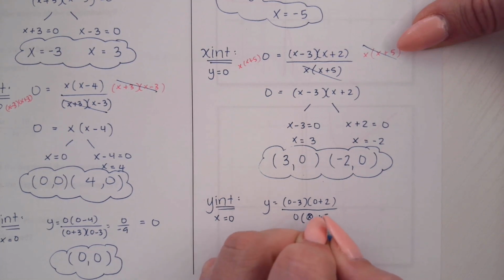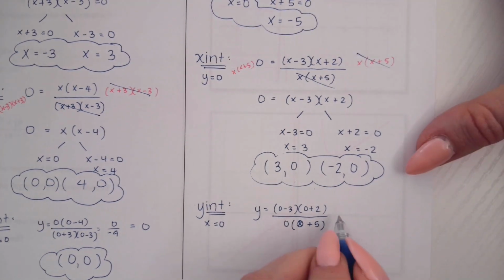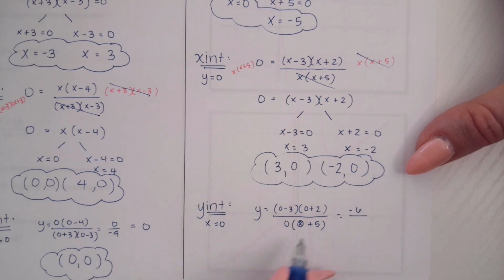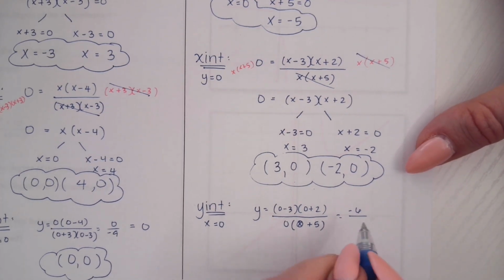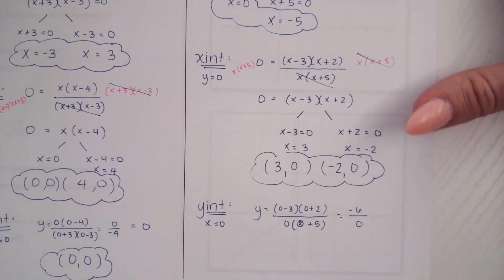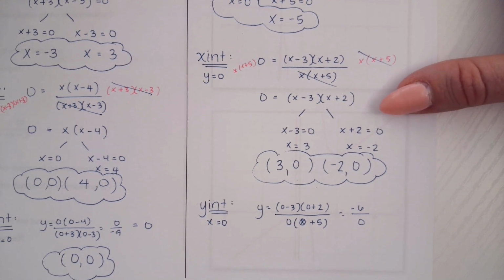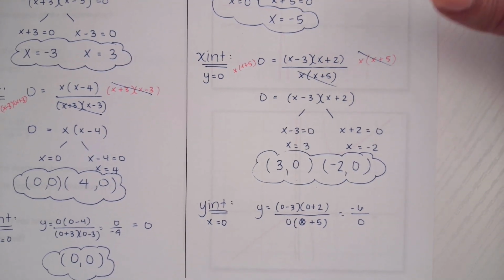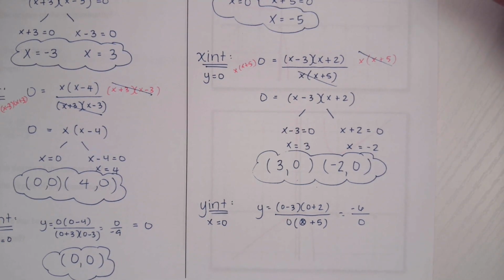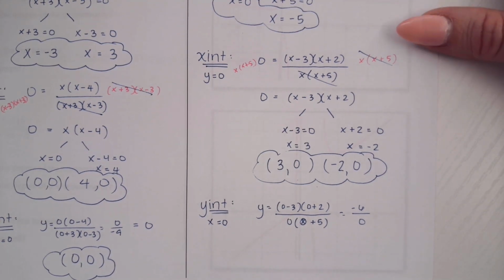Hmm, 0 plus 5. Okay, this one is, yes, because on the top you would have negative 6. On the bottom you'd have 5 times 0, which is 0, and Nick says that's undefined. Yes, because you can't divide by 0. But if I say, where is the y-intercept, and you say, oh, it's undefined, what is kind of a more accurate way of saying that?